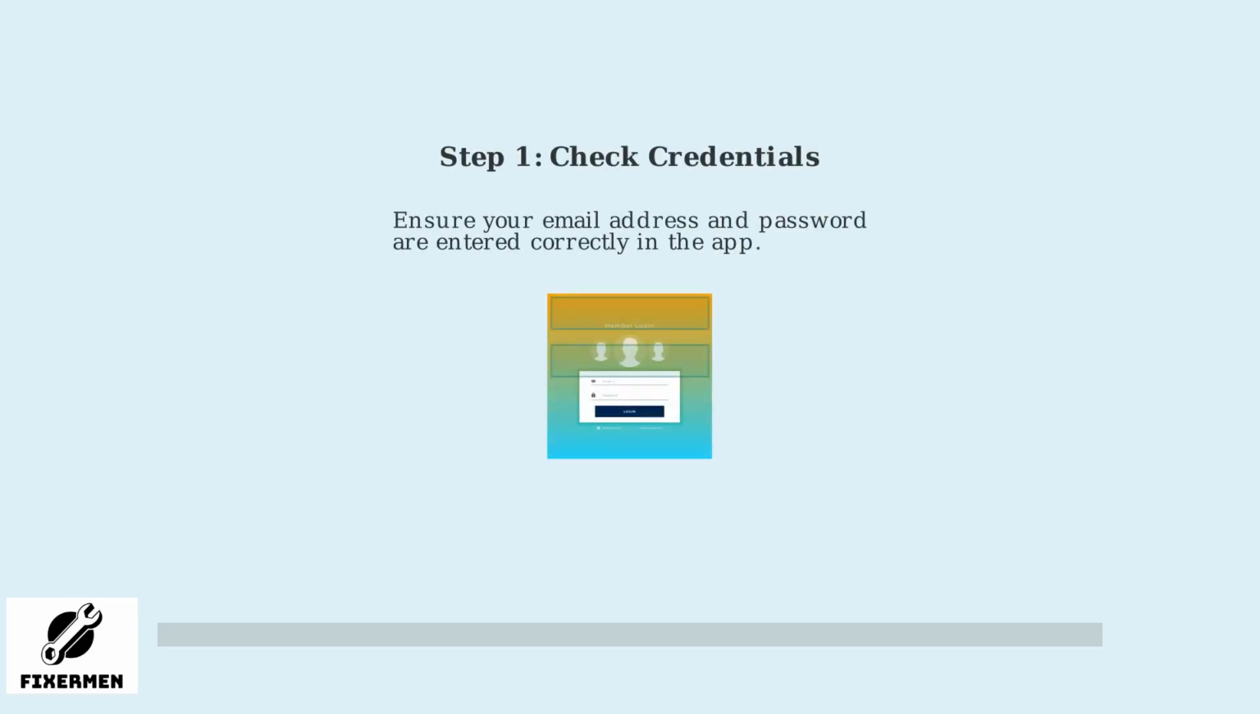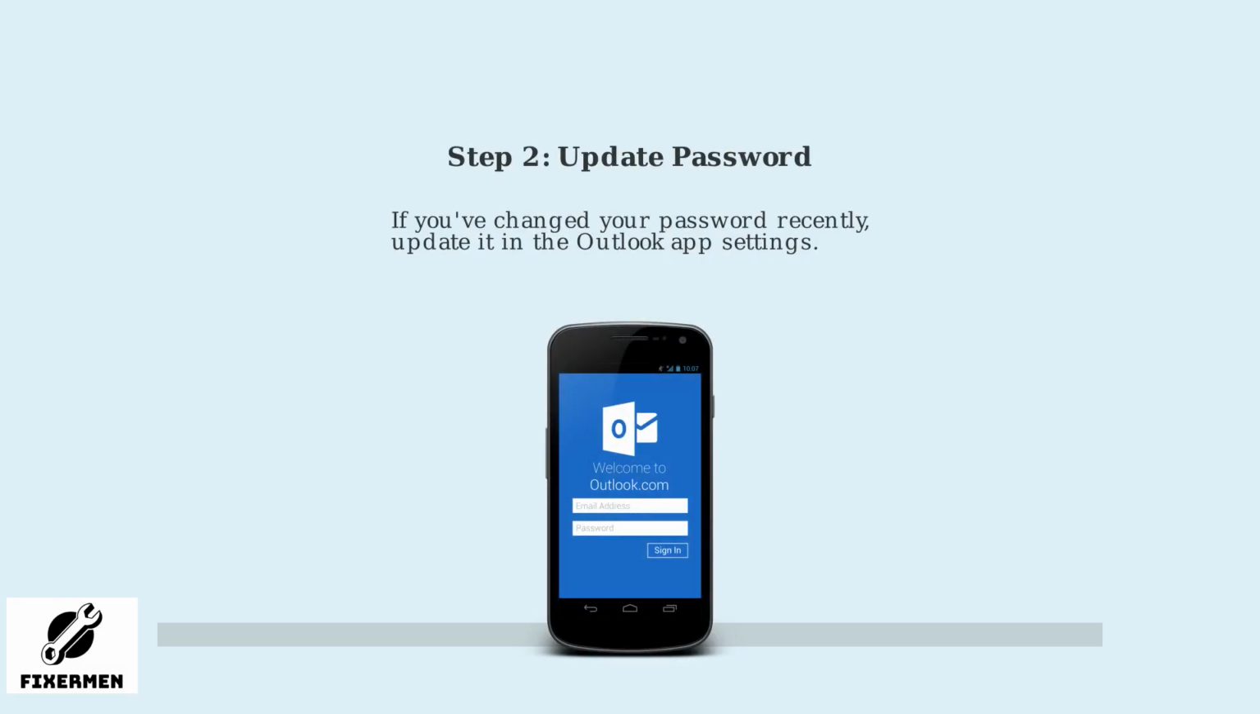First, verify that your username and password are correct. Login errors often occur due to typos or incorrect credentials. Double-check the email address field and password field in the Outlook app. If you've recently changed your password, the app may still have the old one stored. Go to the app's account settings and update your password to match your current Microsoft account credentials.